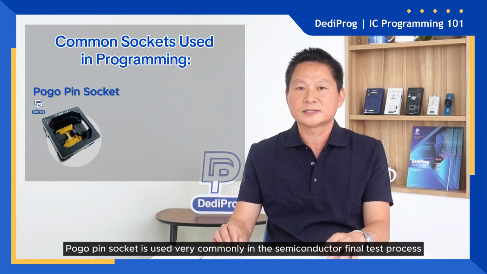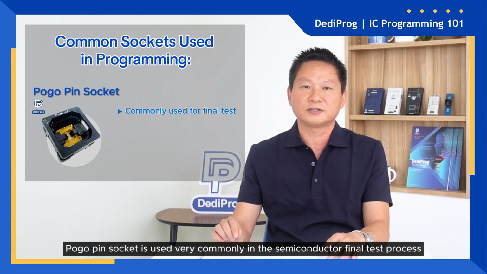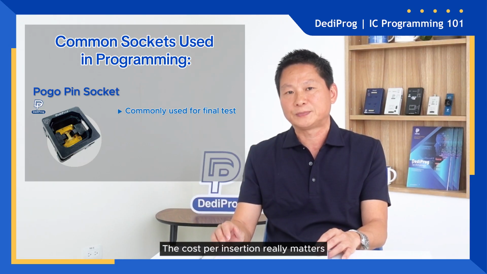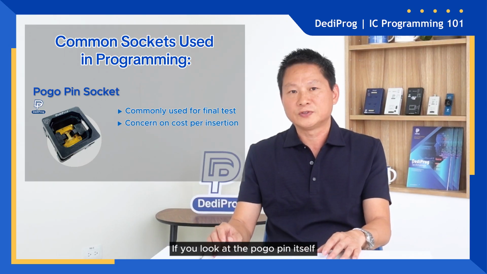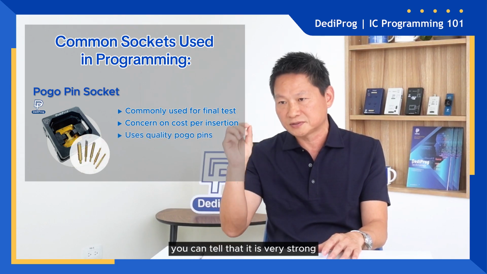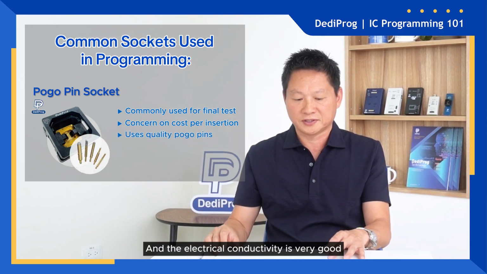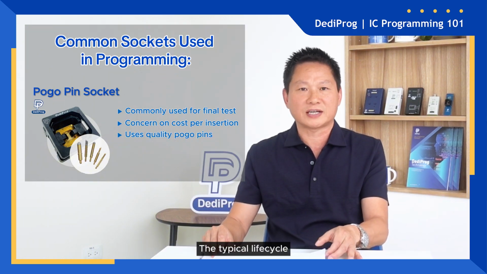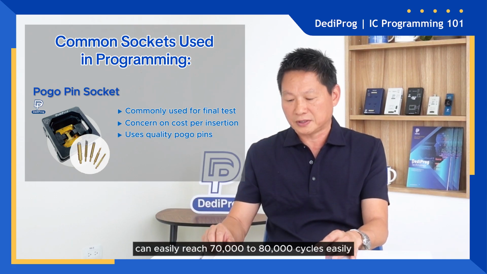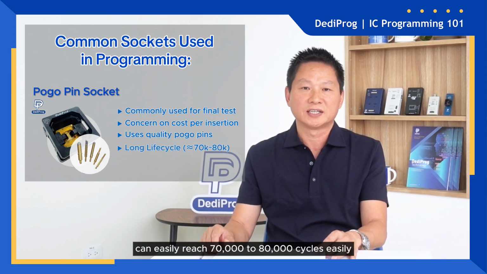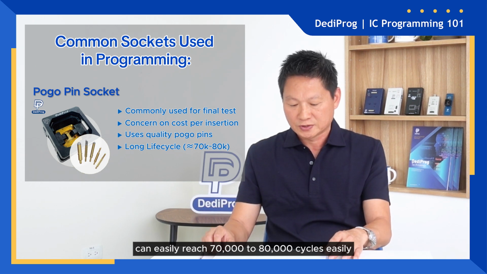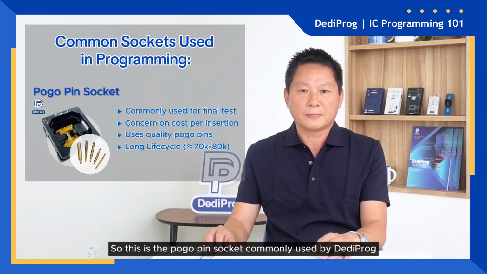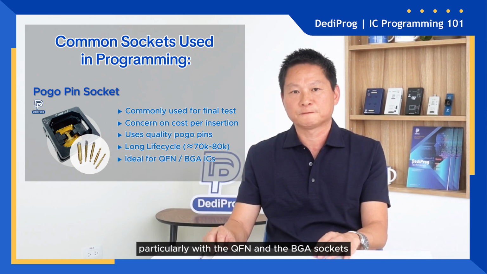Pogo Pin socket is used very commonly in the semiconductor final test process. They really care about the cost. The cost per insertion really matters. If you look at the Pogo Pin itself, you can tell that it's very strong, and the electrical conductivity is very good. The typical life cycle can easily reach 70 to 80,000 cycles. This Pogo Pin socket is commonly used by DediProg, particularly with the QFN and BGA sockets.